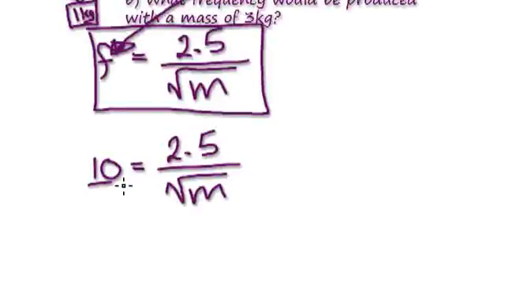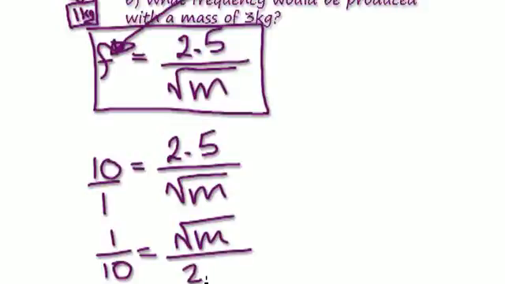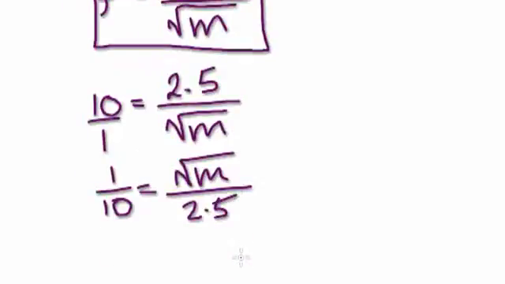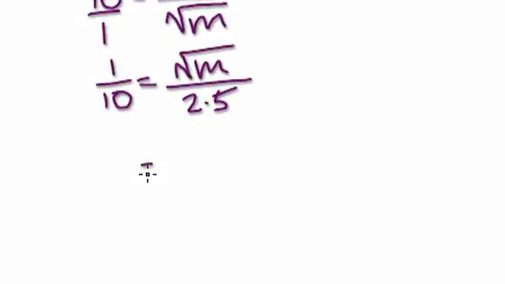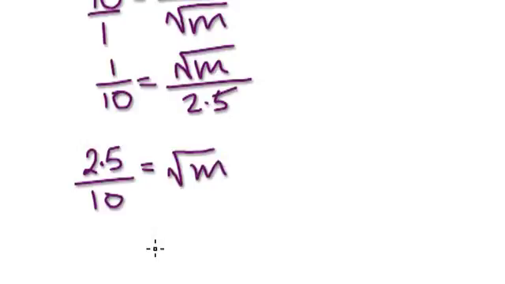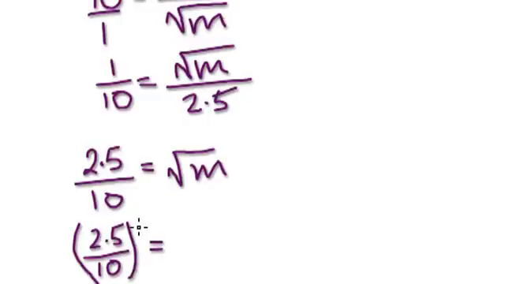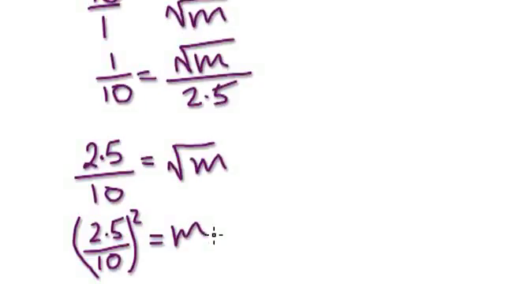Imagine the 10 as 10 over 1, and then take the reciprocal of both sides. So this becomes 1 over 10, and this becomes square root of m over 2.5. Now kill off the 2.5 by multiplying 2.5 to both sides. So this will become 2.5 over 10 on one side, and the square root of m on the other. And then square both sides. So m equals 2.5 over 10, squared. And that will give you your mass.